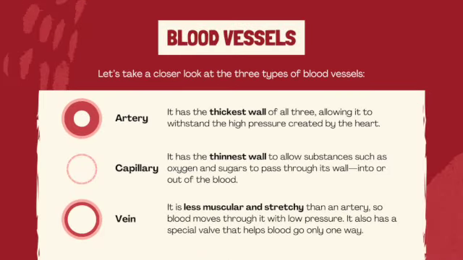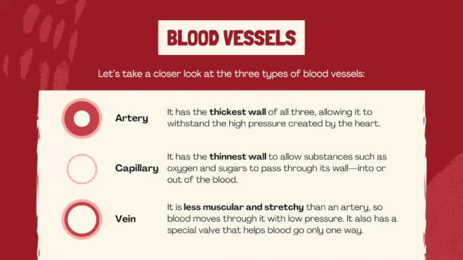Let's take a closer look at the 3 types of blood vessels. An artery has the thickest wall of all 3, allowing it to withstand the high pressure created by the heart. A capillary has the thinnest wall to allow substances such as oxygen and sugars to pass through its wall, into or out of the blood. A vein is less muscular and stretchy than an artery, so blood moves through it with low pressure. Veins have special valves that help blood flow in only one way.